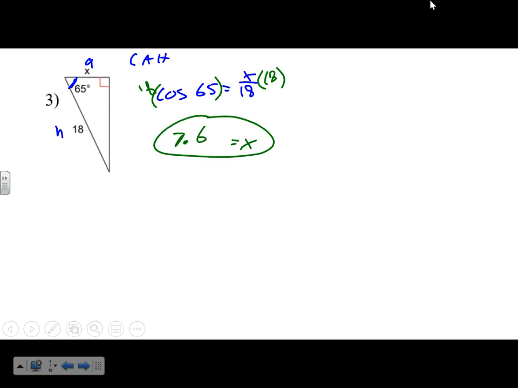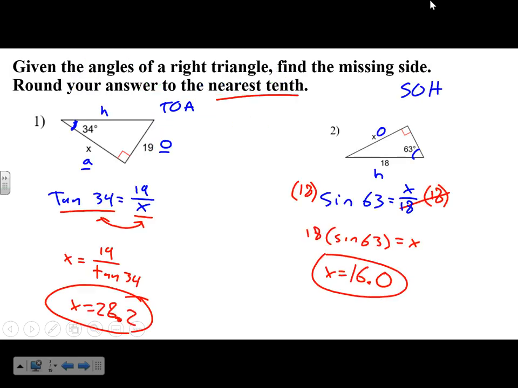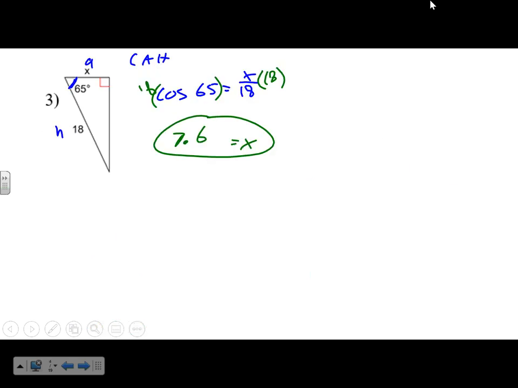So that's just a quick review of what we did in the other lesson, where we're missing one of the sides, but we knew all the angles. If you look at this, the first angle is 34, the second angle we knew was 63, the third angle was 65. We know all the angles. We're going to get to where we know the sides, but we don't know the angle.